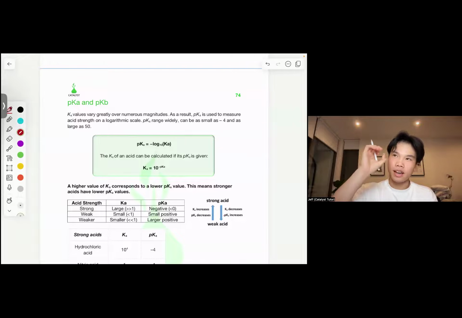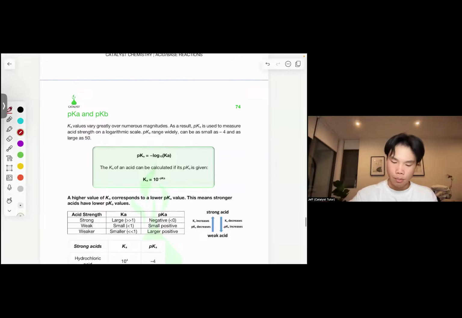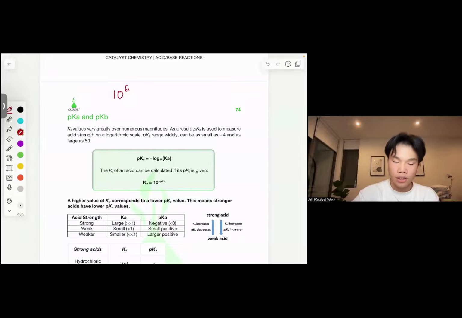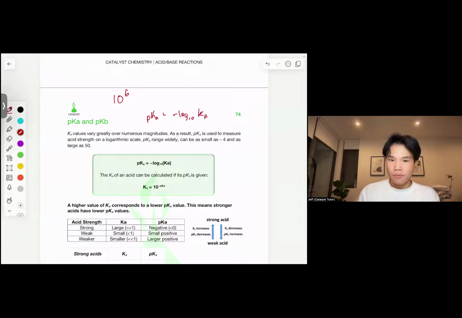It's just a redefined version of Ka and Kb, which makes it more appreciable in terms of smaller numbers. Because if you say you have a Ka of like 10 to the power of 6, it doesn't really mean much to us unless we put it into smaller terms. pKa is equal to negative log of Ka, which once you put it together, you'll have, in this case, a pKa of negative 6 for a 10 to the power of 6 Ka.